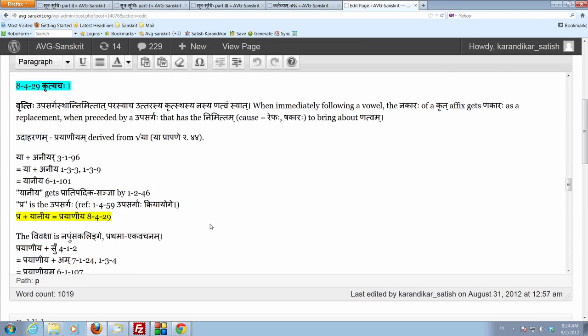The sutram also, of course, has wide application. It is not limited to kritya pratyaha; it applies as long as the nakara belongs to any krit pratyaha. So always keep in mind the domain of each sutram. The domain of this sutram is not confined to the kritya pratyaha. The domain of this sutram extends to all krit pratyaha as long as the nakara is there and satisfies the other conditions.